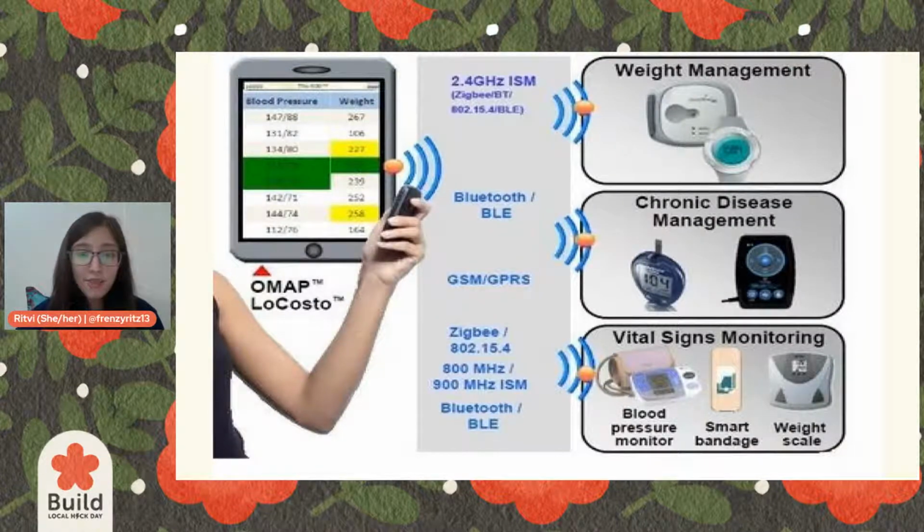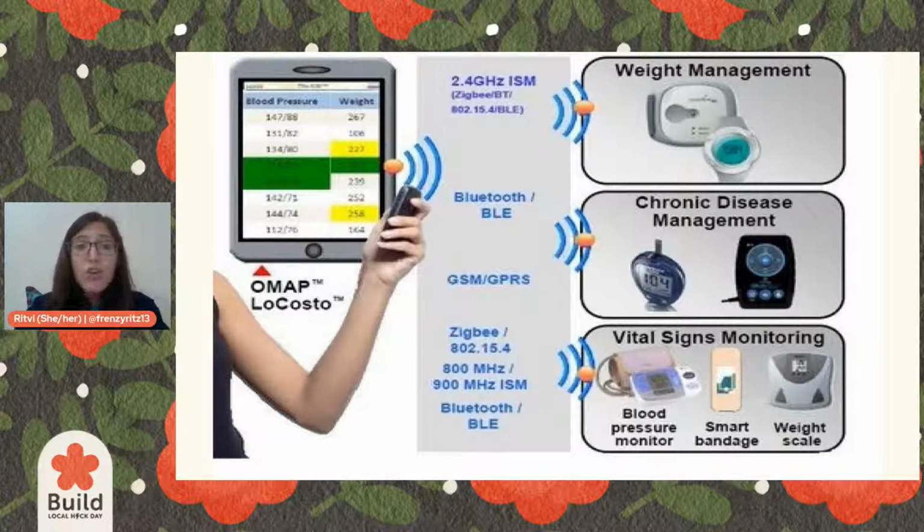This is one of my favorite diagrams. It tells you how one device, your one application, will use different protocols to communicate with different sensors because of the type of data and type of application that's changing.